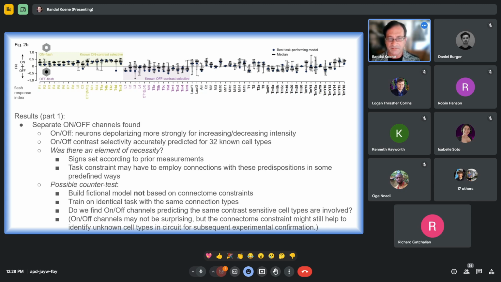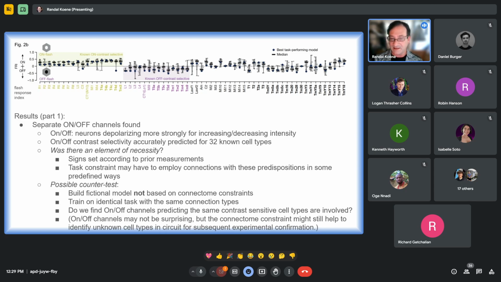But we can ask, how much, if any of this, depended on connectome-constrained modeling? After all, the signs of cell type to cell type connections were set in accordance with previous experimental measurements. It kind of makes sense then that task optimization would lead to taking advantage of those intrinsic excitations and inhibitions, especially where lamina and medulla cell types receive direct input from photoreceptors.